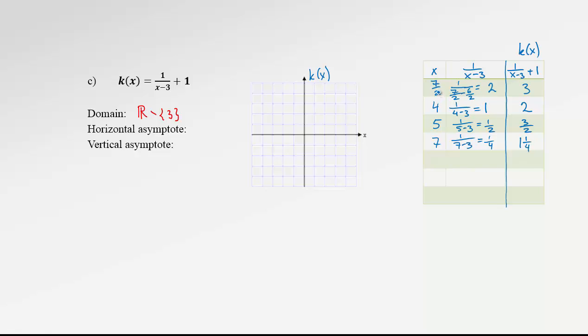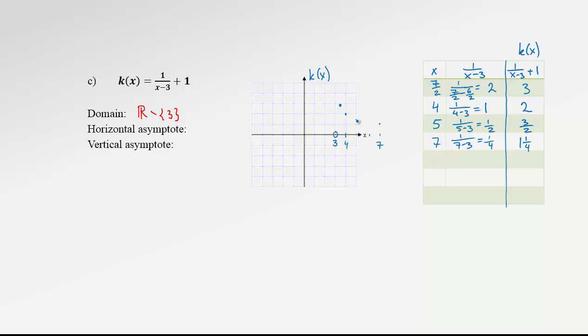Okay, 7/2, which is like 3 1/2. That's near our 3, which is out of the domain, right? 3 1/2 is somewhere here. It results in a value of 3. 4 results in a value of 2. 5 results in a value of 1 1/2. And 7, we don't have 7 on the screen, but we can predict it somewhere here. 7 results in a value of 1 1/4. So 1 1/4 is very close to 1, but it's a tiny bit higher.